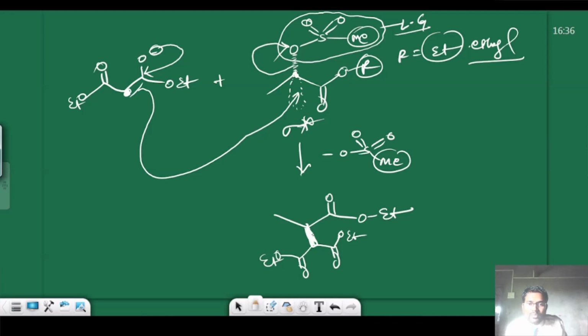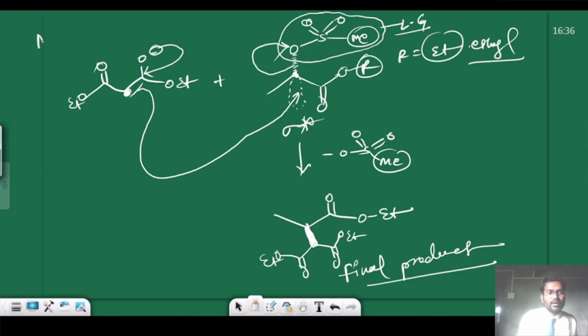So it will attack from the front side. So the stereochemistry of this particular incoming group will be the opposite to this particular sulfone. So this is our final product, and this reaction is known as the Mitsunobu reaction. So this is the mechanism of this particular reaction.